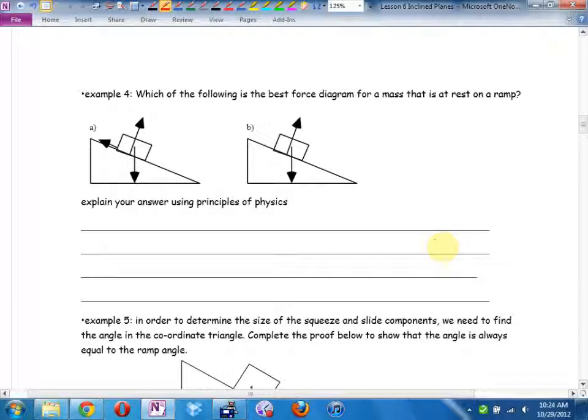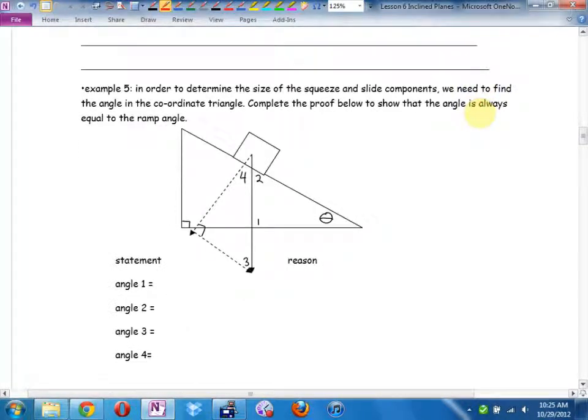Example 4 says, which of the following is the best force diagram for a mass that is at rest? You know what? Let's underline the word at rest. That's fairly important. At rest on a ramp. Explain your answer using principles of physics. Let's come back to this. I think we can answer this question a little bit better by looking at example 5.